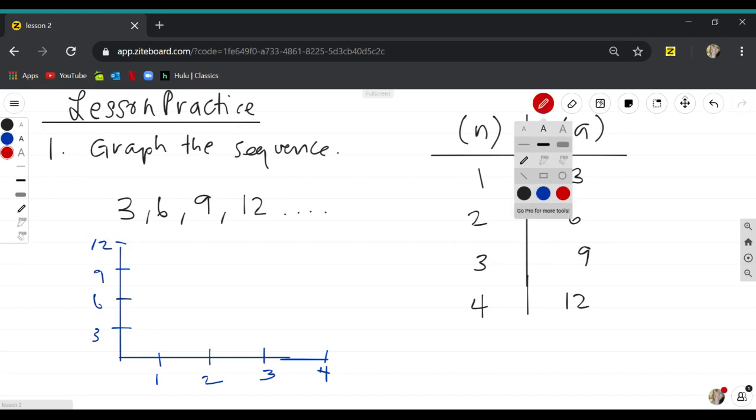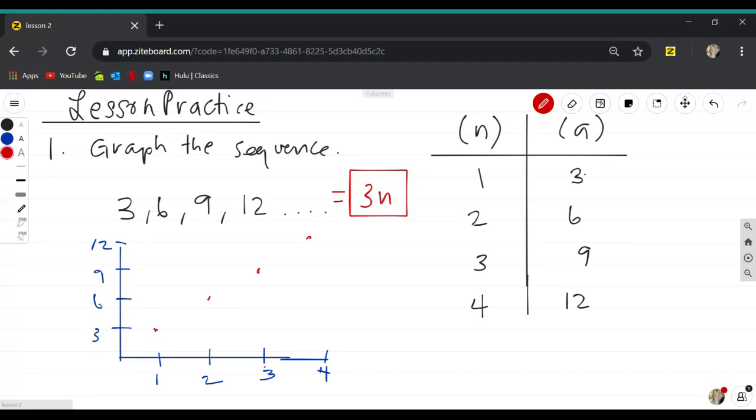Okay, so our first term is 3, second term is 6, third term is 9, and our fourth term is 12. So it's increasing linearly, right? Increasing at the rate of 3, right? So this would be 3n and would be our formula. So when we plug in 1 here, it would be 3. When we plug in 2, it would be 6, and so forth. So that would be our formula, but this is what your graph should look like pretty much. Okay.